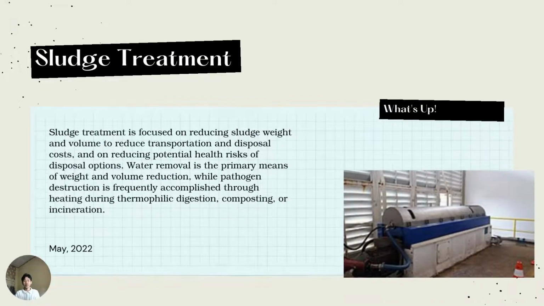Next, the last one is the sludge treatment. What is sludge treatment? Sludge treatment is focused on reducing sludge weight and volume to reduce transportation and disposal costs, and also reducing potential health risks of disposal options. Water removal is the primary means of weight and volume reduction, while pathogen destruction is frequently accomplished through heating during thermophilic digestion, composting, or incineration.